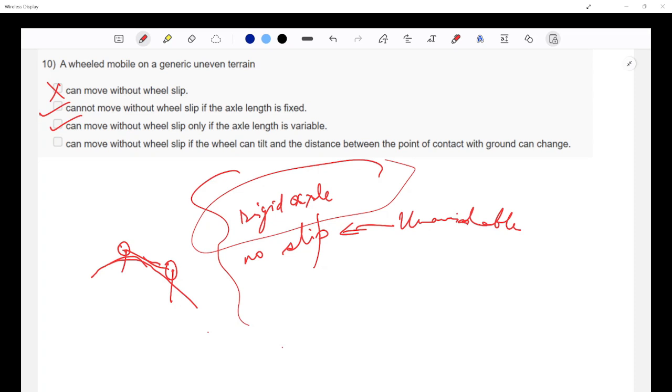I think we saw this, right? Oh yeah, this is true for torus wheels and passive joints. I think I mixed two options. The third option was: can move without wheel slip only if the axle length is variable. Yeah, that's true. So this is the correct option: B, C and D. So uneven terrain breaks rigid geometry unless the robot adapts. Slip is unavoidable.